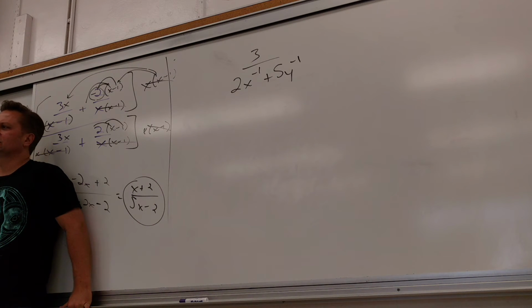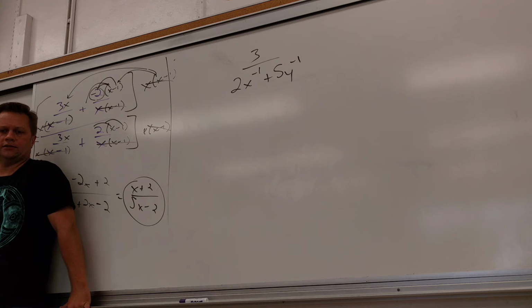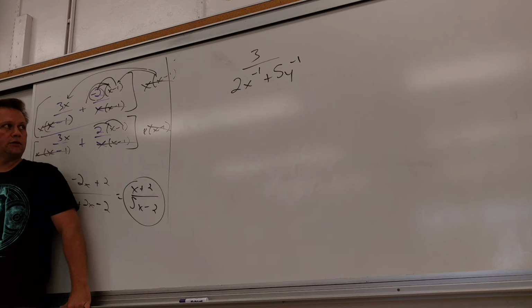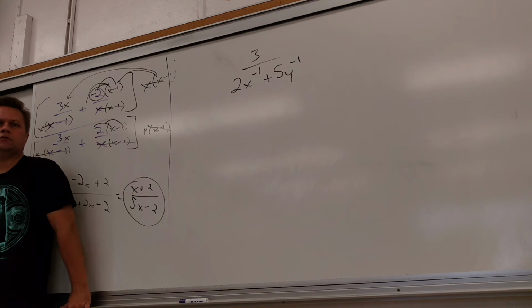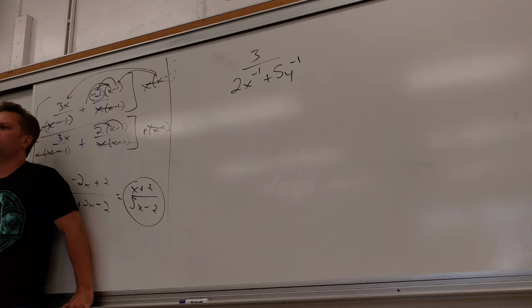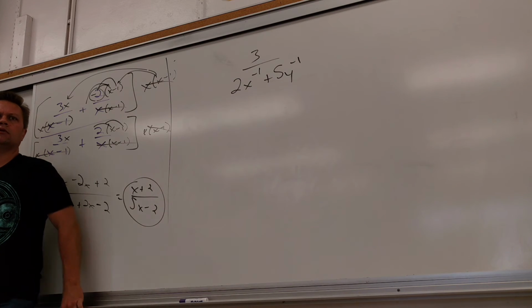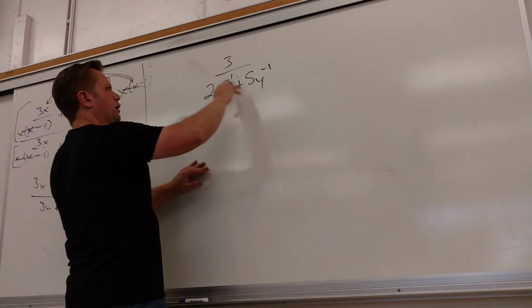Why, Jeff? Because the book did it. I chose it. Too bad. So what's the one thing that's written in the wrong format for what we're doing? Yeah, negative exponent. So what's the way to write this?